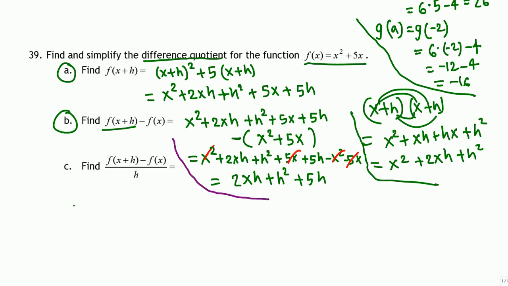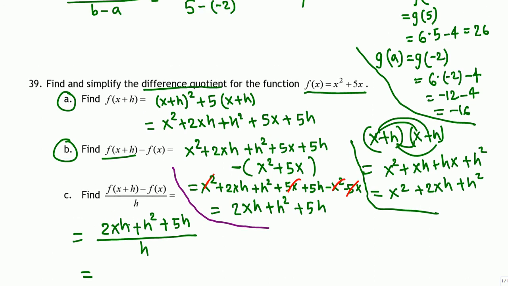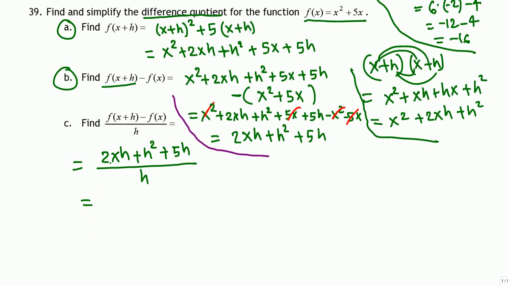In part c, whatever we have in part b, we divide by h. So the top part found in part b is 2xh plus h squared plus 5h, divided by h. Do not cancel anything yet. We don't have factors on the top, and to cancel, we have to have factors. We have 3 terms on the top.